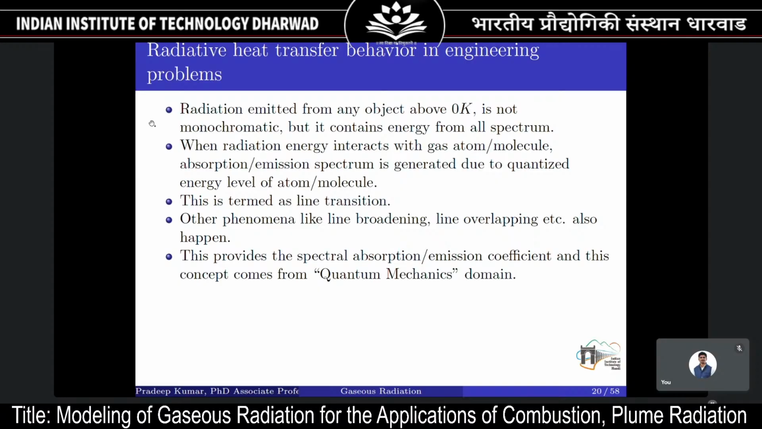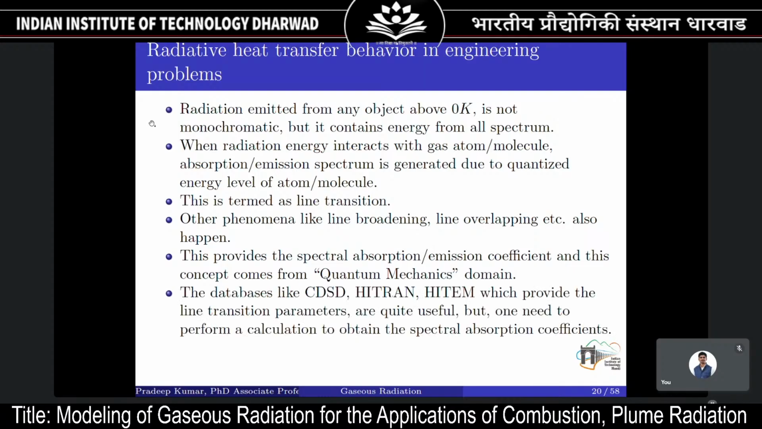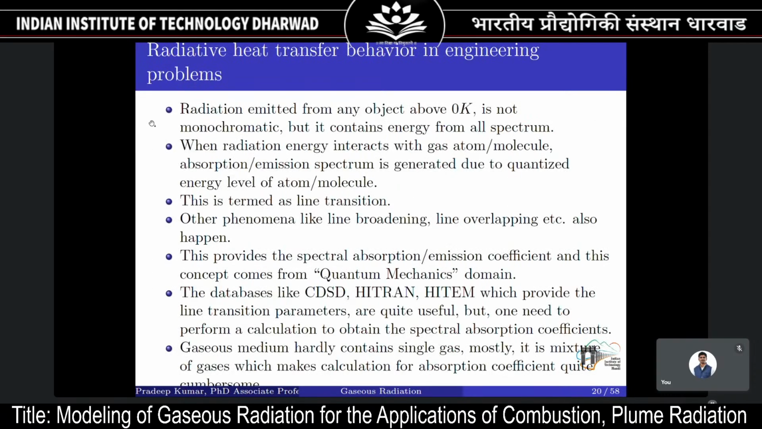This provides the spectral absorption coefficient, and this concept comes from quantum mechanics. We don't need to study quantum mechanics, but mechanical engineers are also moving towards that domain. As knowledge progresses and gets saturated, we move to a different level and bring it to our mechanical domain. But at present we don't need to study it, because whatever information you need can be available from databases like CDSD, HITRAN, and HITEMP, which provide the line transitions.